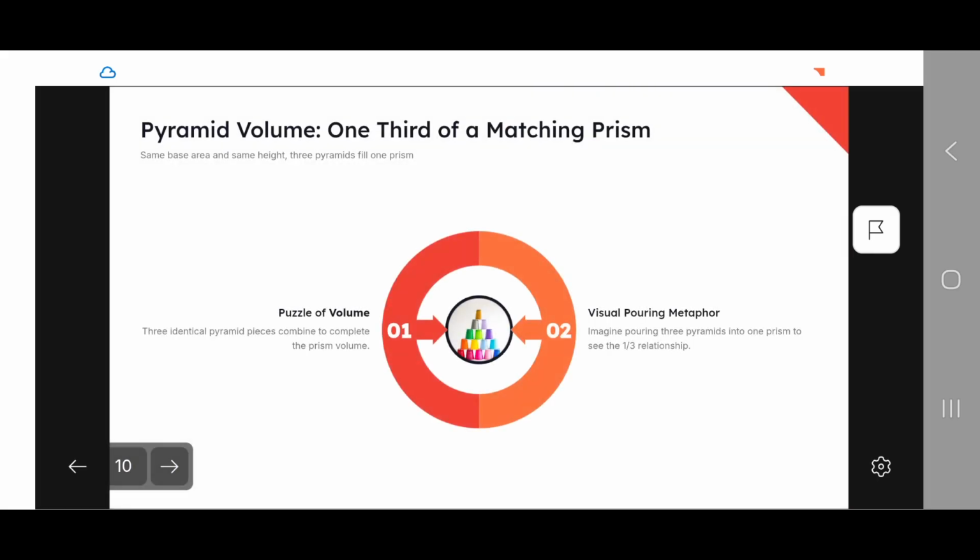So a pyramid's volume is 1/3 of a matching prism's volume. So 3 identical pyramid pieces combine to complete the prism volume. A visual pouring metaphor: imagine pouring 3 pyramids into 1 prism to see the 1/3 relationship.